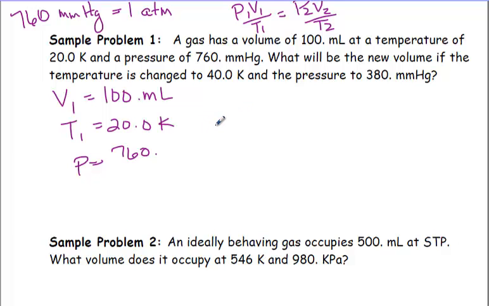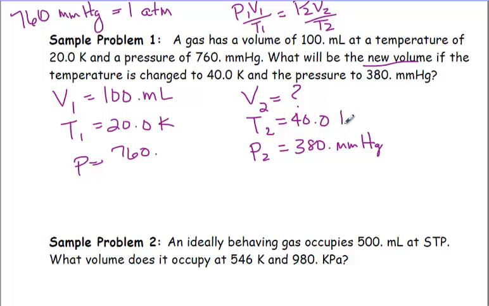equation. And then the next set of information they give us is the final temperature and pressure, and they want to know what the new volume is. So that's going to be V2, and we're going to put a question mark because that's what we're solving for. Temperature 2 is 40, and our pressure 2 is 380 millimeters of mercury. Put all the units in there, Kelvin, millimeters of mercury. Okay, let's set up our problem according to our equation.